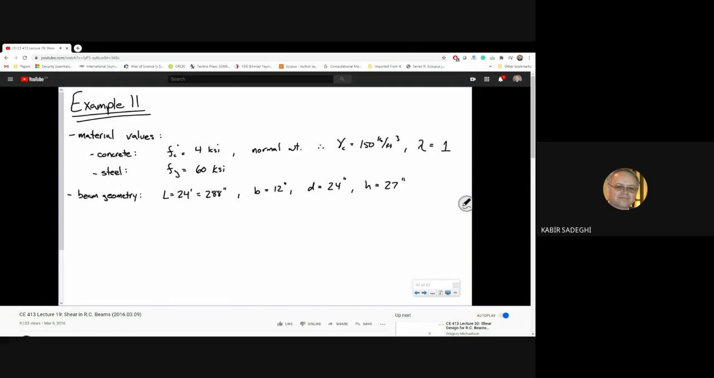Okay. Now, we have number 3 stirrups. The area of a number 3 bar is 0.11 inches squared. Therefore, the area of shear reinforcement is 0.22. So far, so good? All right. And then our loads, we don't know what the self weight is. We're going to have to compute that. We know that dead load is 1.5 kips per foot.